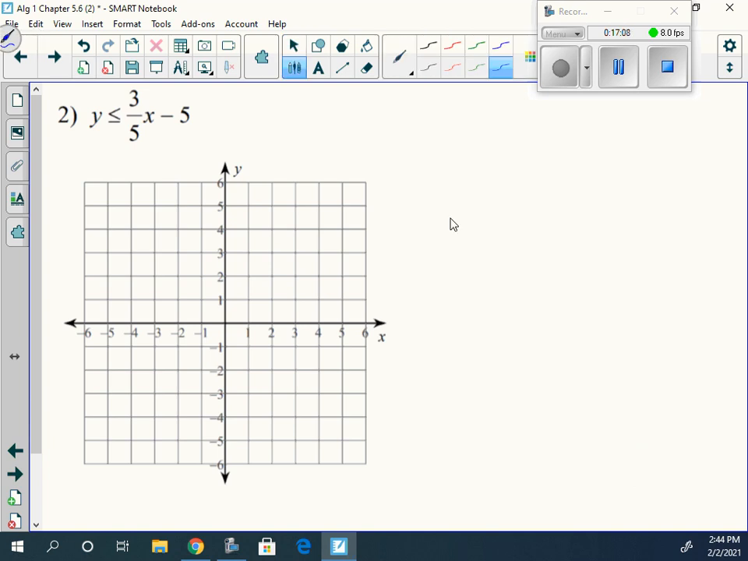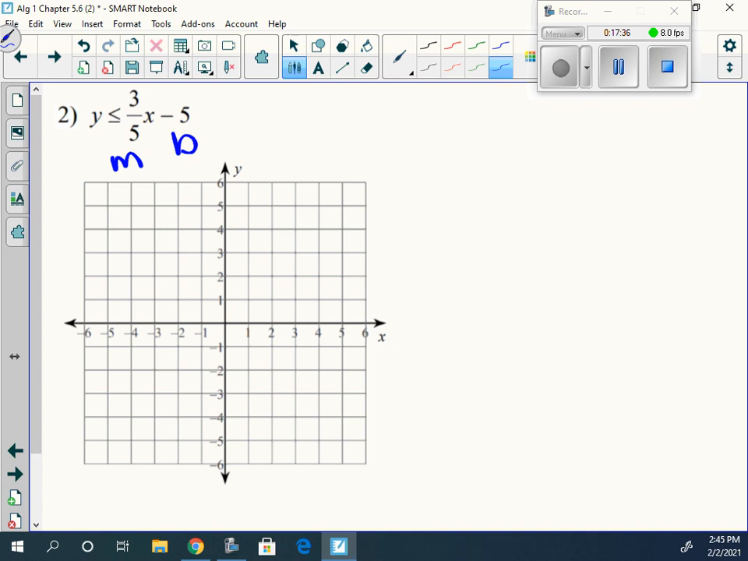Okay, let's look at this one here. y is less than or equal to 3/5 x minus 5. So again, this is going back to our y equals mx plus b. It's going to tell us that the slope is 3/5 and the y-intercept is negative 5.